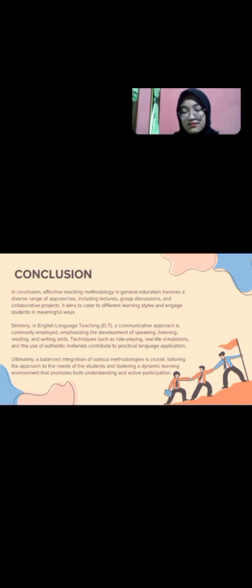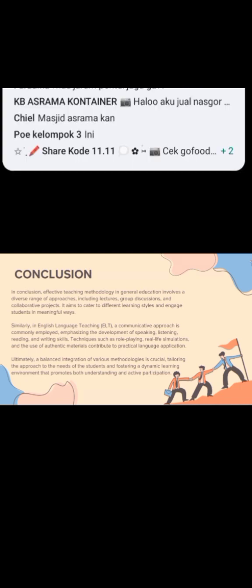Ultimately, a balanced integration of various methodologies is crucial, tailoring the approach to the needs of the students and fostering a dynamic learning environment that promotes both understanding and active participation.